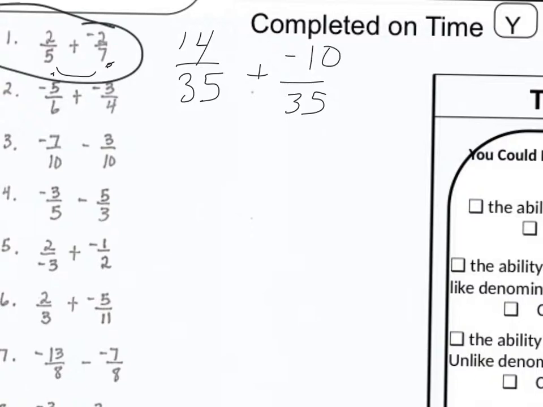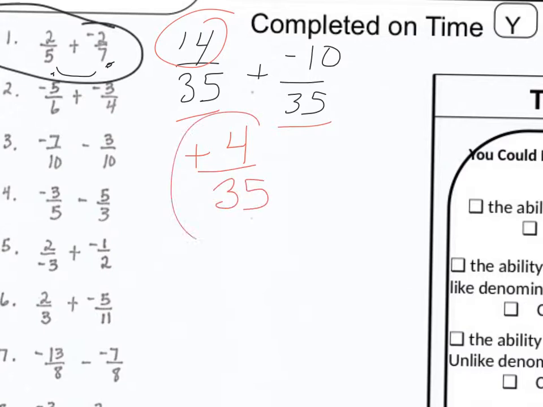Now I can look at my rules of integers. The denominators are the same, so that's good. I'm adding. The signs are different. I keep the sign of the largest number, and now I just subtract those two. That is a reduced fraction, so I'm done. Okay, so I'll erase that one and we'll pick another one.